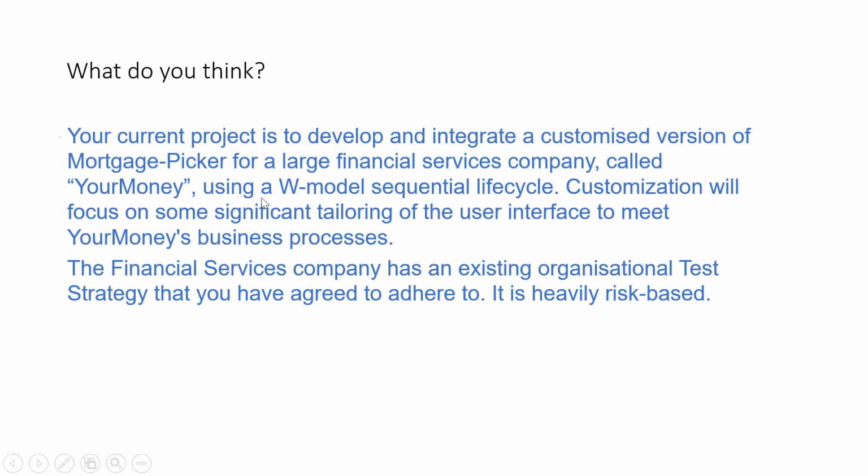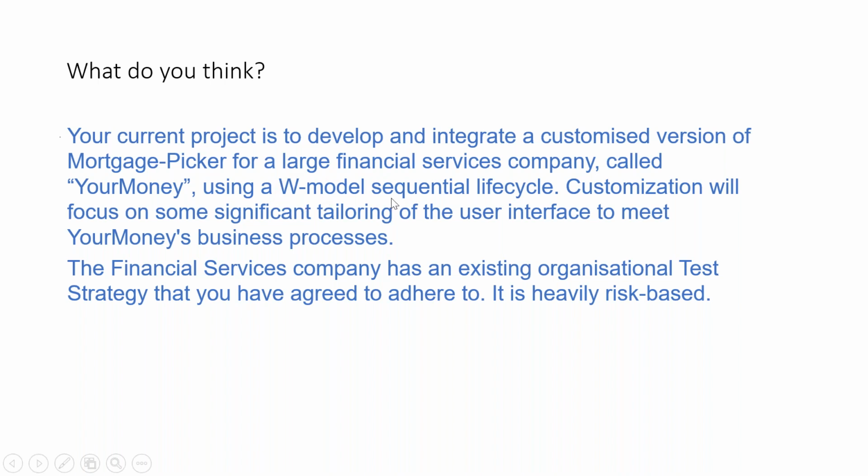And you are using double V model, sequential life cycle, double V model. Anyway, it's an extension of V model, but it's a formal model. It's a one kind of sequential model, not agile. Keep that in mind.